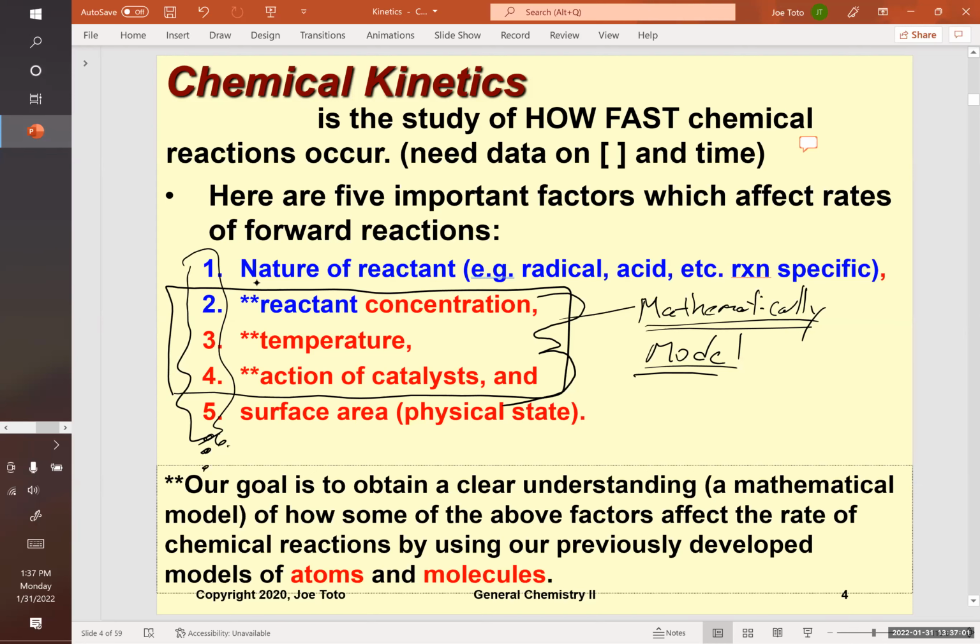Now, this last one, surface area, is a physical state. And we don't get into the details of how surface area affects reaction rate.